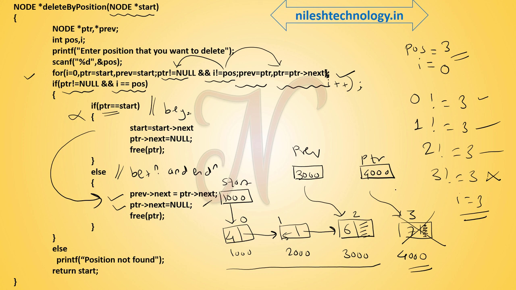If you enter an invalid position, then ptr has the null address. Okay, and if ptr has the null address, then it is not going into the if condition, because here ptr is not equal to null. It is directly going to else and prints this is an invalid position. Okay, so like this way we delete a node by using the position. In the next video we will see how to delete a node by using the value.